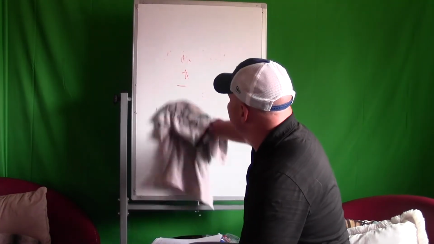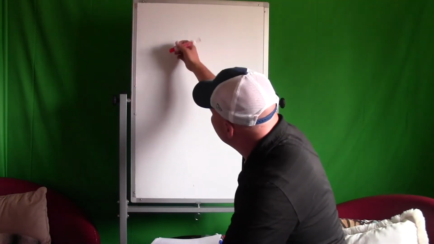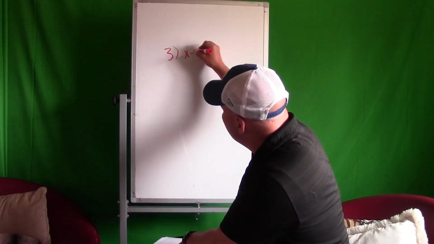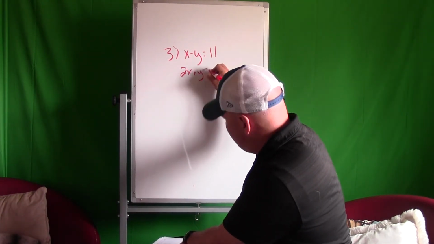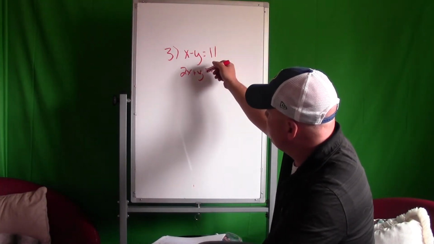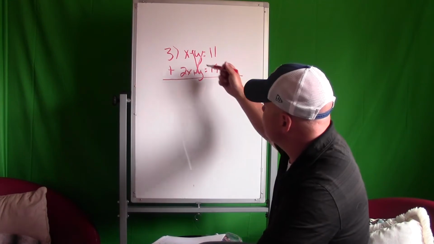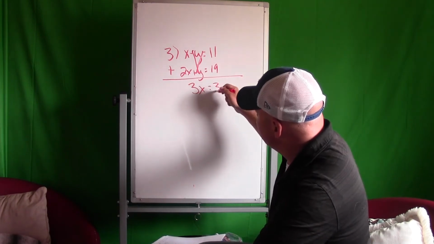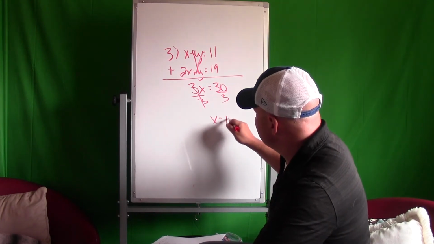I'm going to try to do them pretty quickly and just talk through my thinking as I do it. Okay, so for 3, I'm going to be at x minus y equals 11 and 2x plus y equals 19. So I look at these and I'm going to see that my negative y and my positive y are opposites, so I know that those eliminate. So now I can combine my equations. 1x plus 2x is 3x, and 11 plus 19 is 30. Then I'm just going to solve from here for x, which gives me x equals 10.